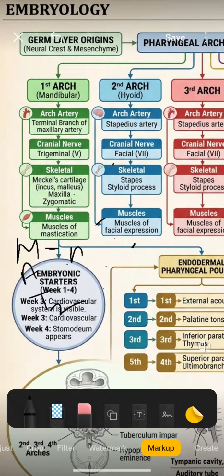M is mylohyoid muscle, and muscles of mastication. Muscles of mastication include first temporalis, masseter, pterygoid, lateral pterygoid and medial pterygoid. 4 muscles are muscles of mastication.